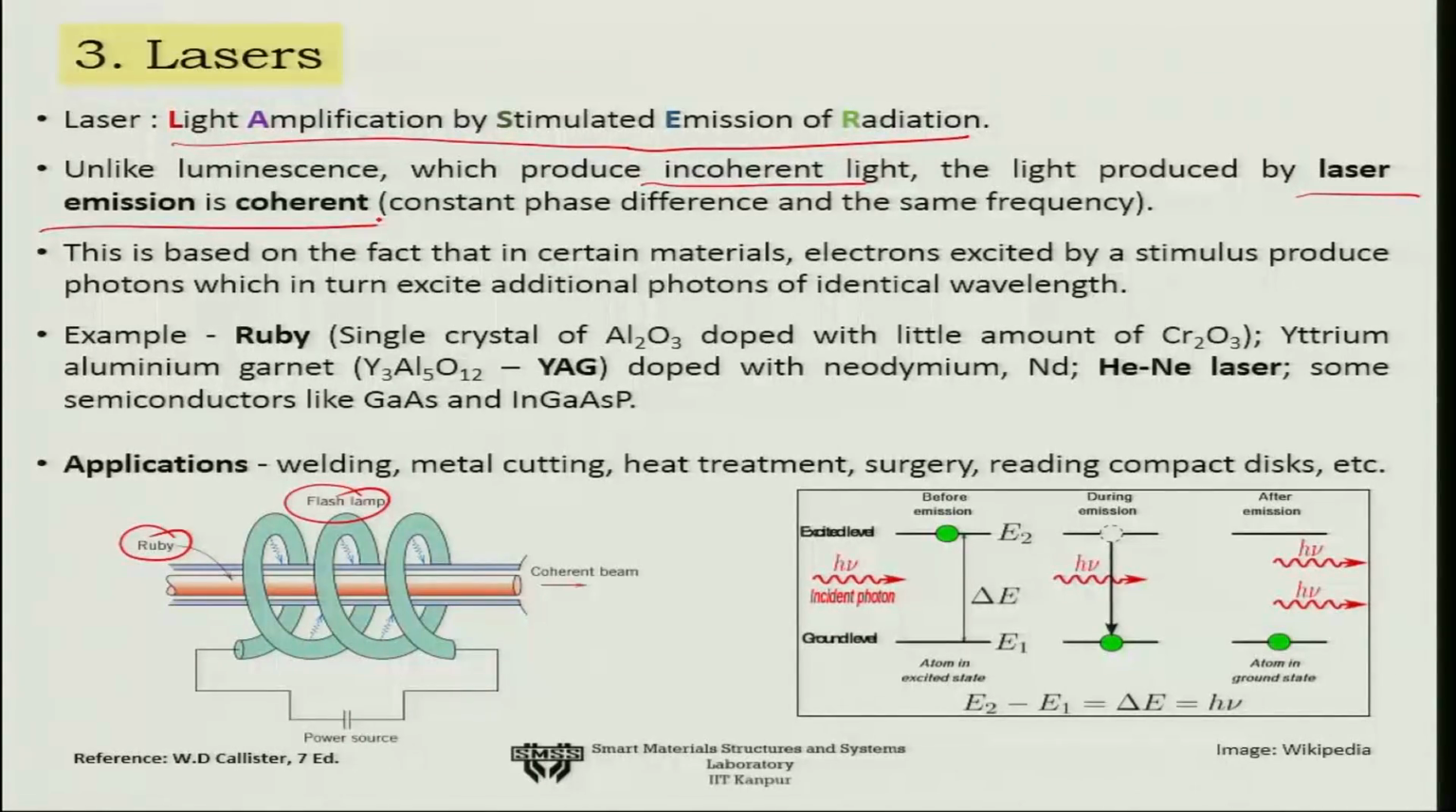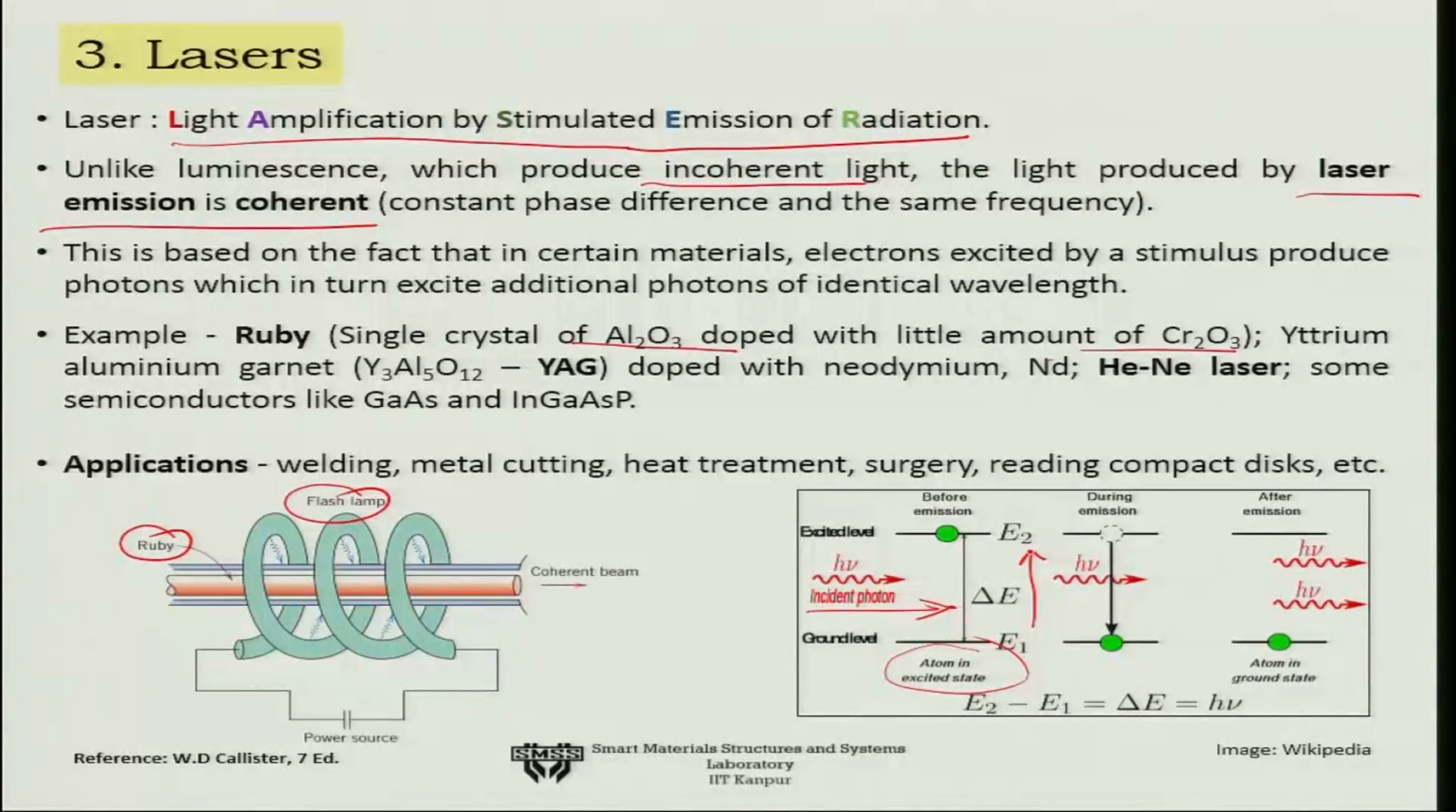When you consider ruby, which is a single crystal of Al2O3 doped with a very little amount of chromium oxide, or yttrium aluminum garnets, YAG as we call them, or helium neodymium lasers, when you excite these materials, you first get the atoms in the excited state. The incident photon comes in, and some of the electrons get excited to the high energy state.